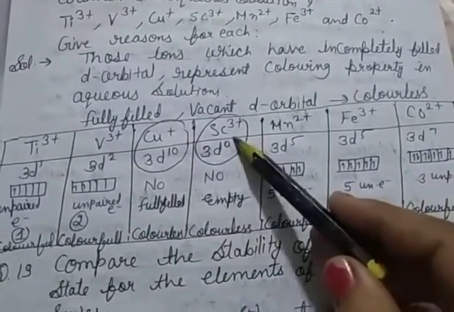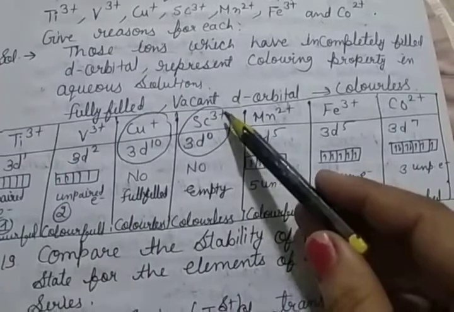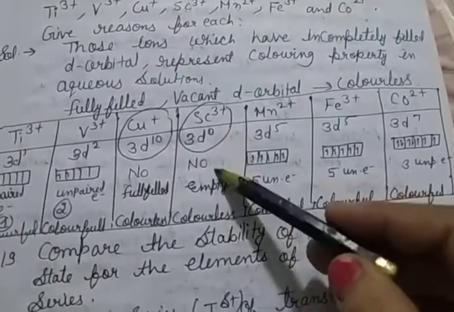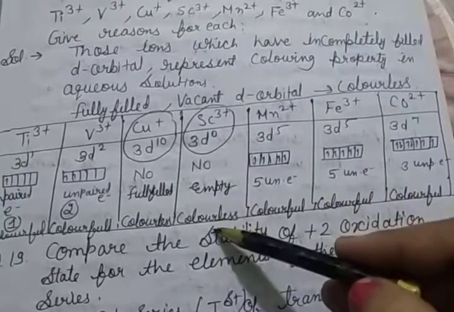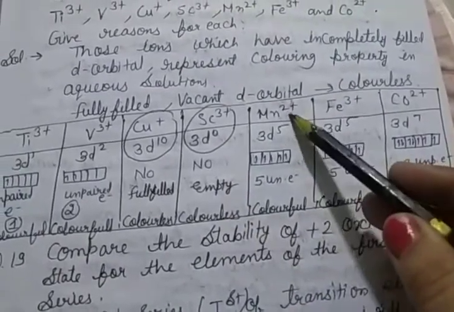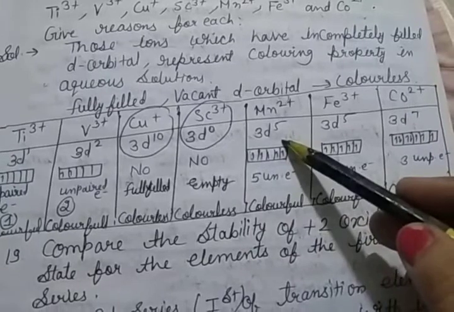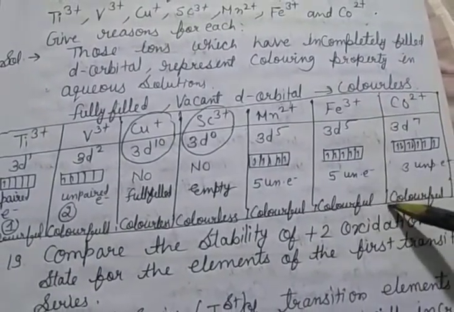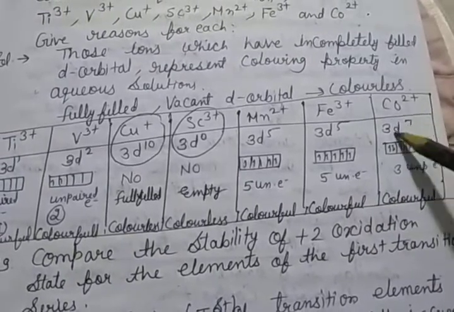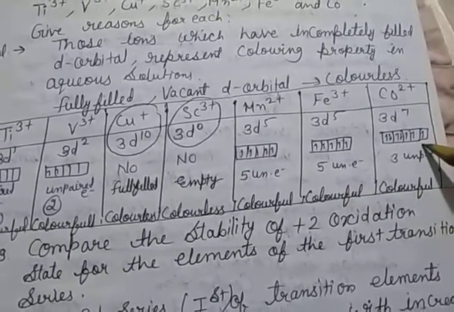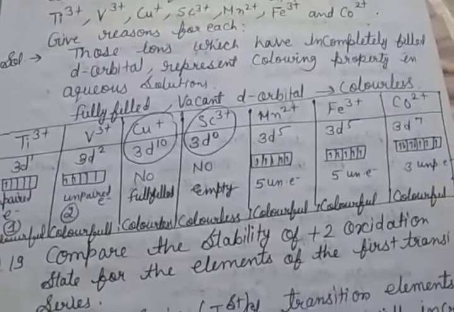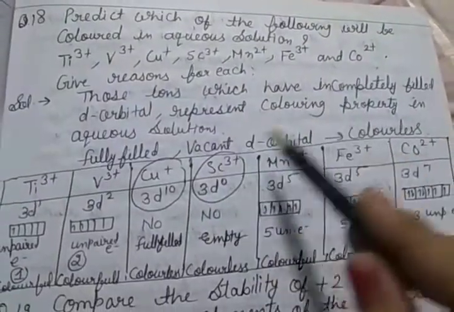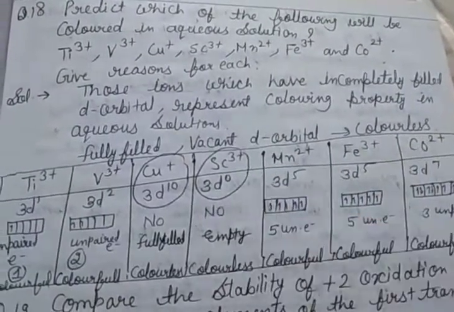Scandium 21, so with 3 plus, 3 electrons are removed, leaving 3d0. So no unpaired electrons, it is empty, so colorless. Mn2 plus is 3d5, 5 unpaired electrons, so colorful. Fe3 plus is 3d5, 5 unpaired electrons, so colorful. Cobalt 2 plus is 3d7, with unpaired electrons, so colorful. So the ions are colorful whenever they have incompletely filled d orbitals.